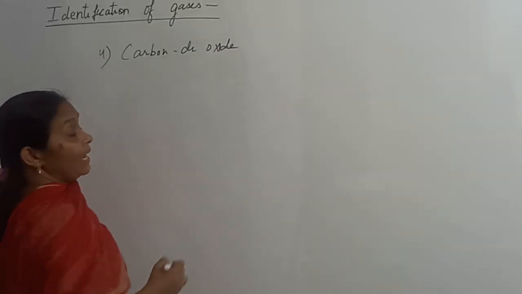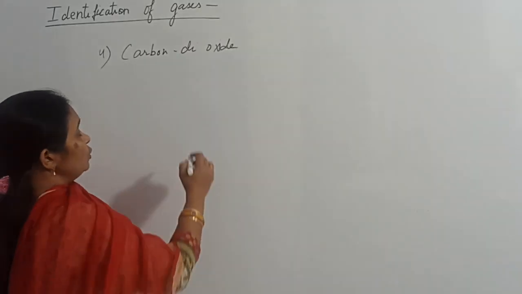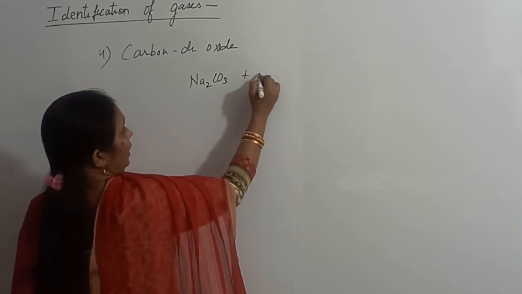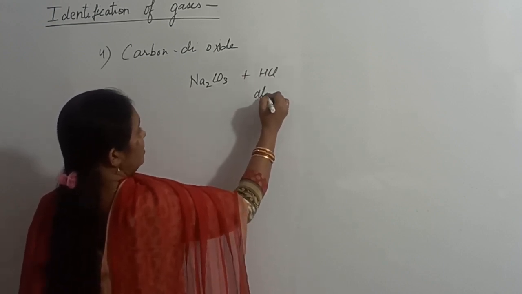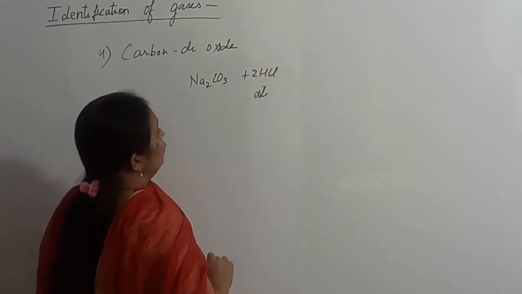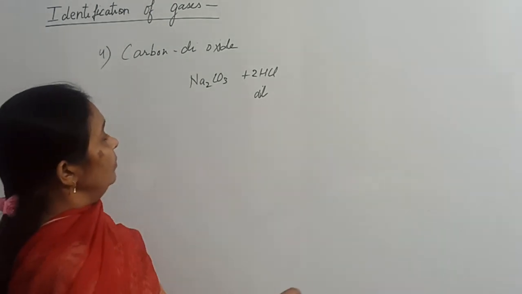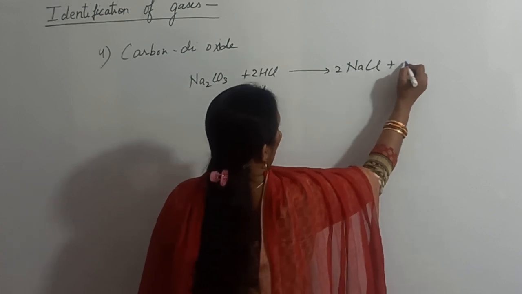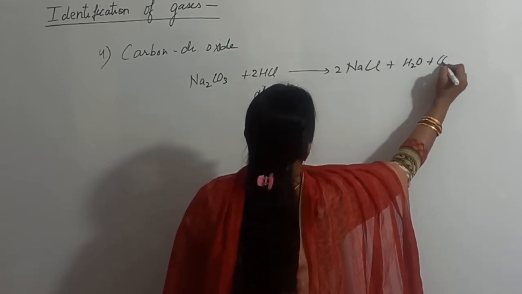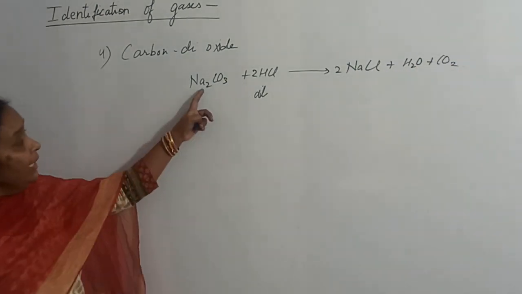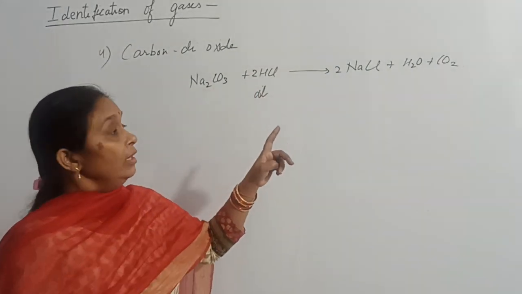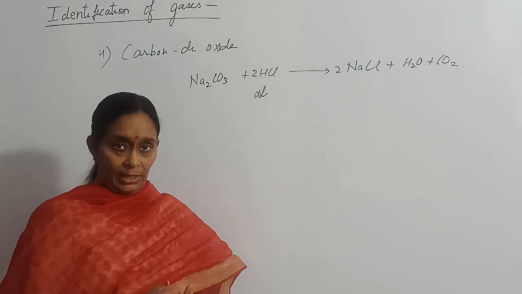First we will see a reaction in which carbon dioxide is produced. You can take any carbonate, sodium carbonate, and make it react with dilute acid like HCl. When two molecules of HCl react with sodium carbonate, it will give salt, NaCl, plus water plus carbon dioxide. Whenever a metallic carbonate or bicarbonate reacts with dilute acid, that will give salt, water and carbon dioxide.